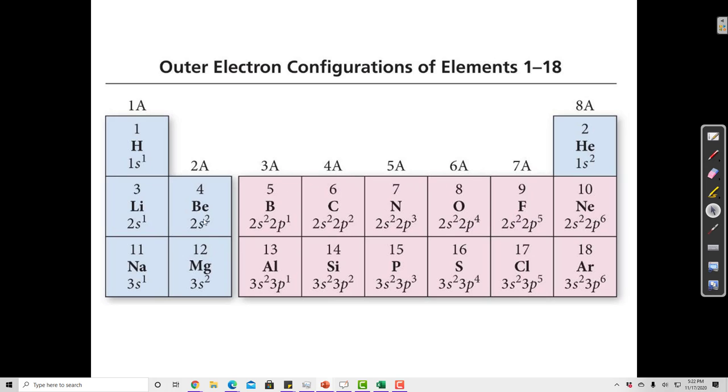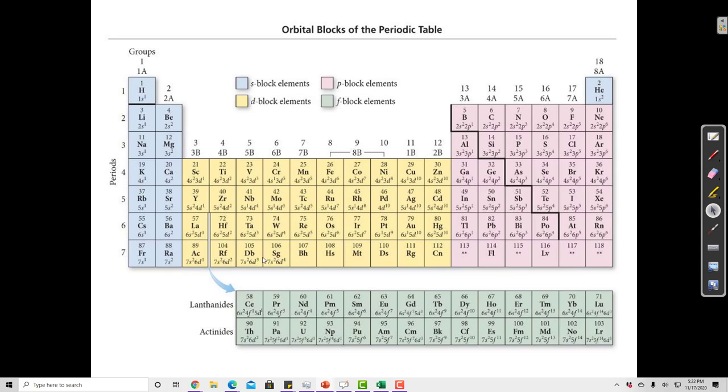And then we start over down here on the third row. Those are 3s. And then we skip that gap and we fill up to 3p. So what we see is that on the periodic table, when we're filling in the electrons, the periodic table corresponds to the energy levels of the orbitals.